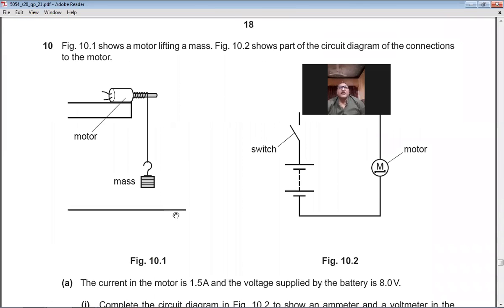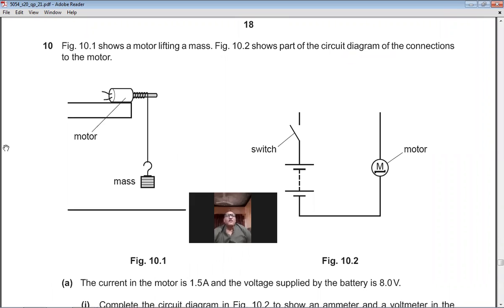Okay, next is question number 10. Figure 10.1 shows a motor lifting a mass. Figure 10.2 shows part of the circuit diagram of the connections to the motor. So here we have a motor, and when it works, it can lift this mass upward. Here is the diagram of the circuit which we used. Here we have a battery, we have a switch, and here we have a motor.